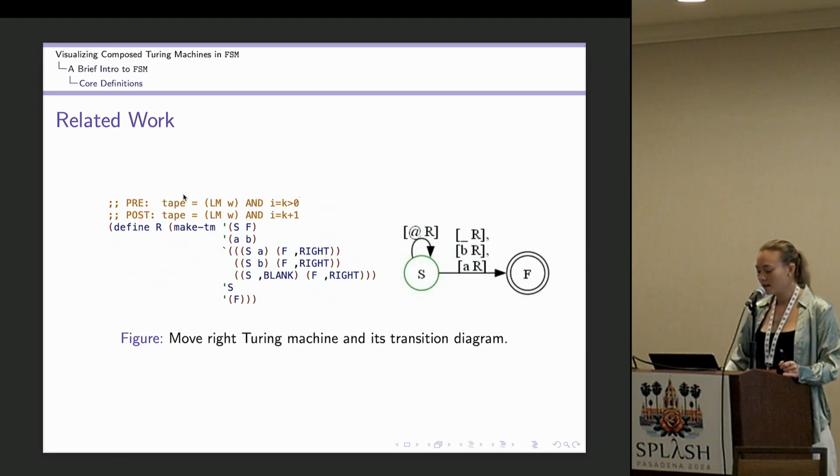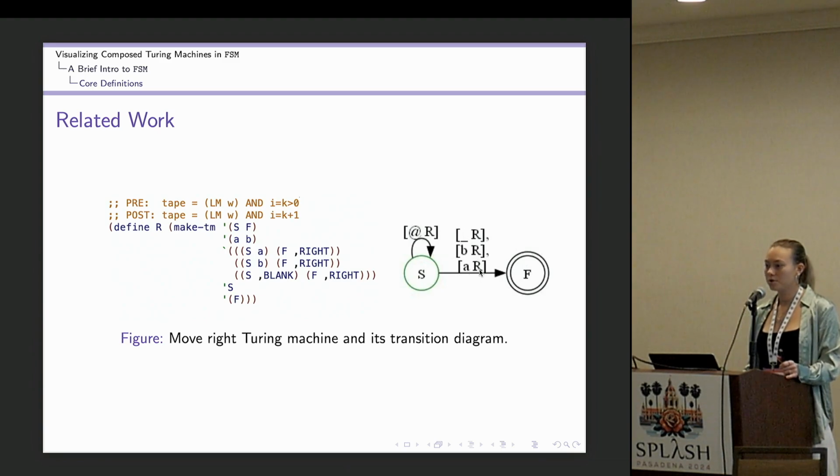Now the postcondition is that the tape remains unchanged, but I increments by 1, effectively moving 1 position to the right. This is the implementation of the machine. On the right is the transition diagram. The green state is the start state, the double circle is the final state. A transition for a Turing machine consists of 2 parts, the read element and an action.